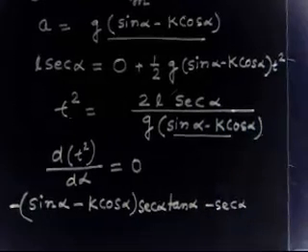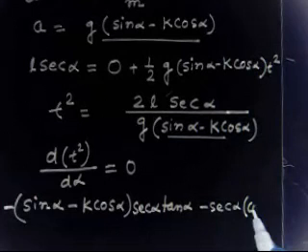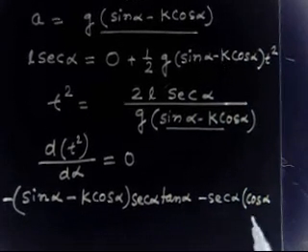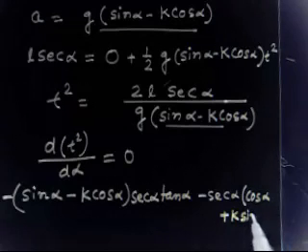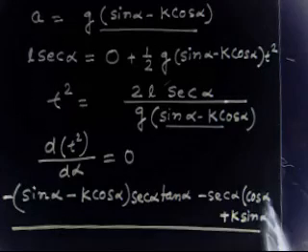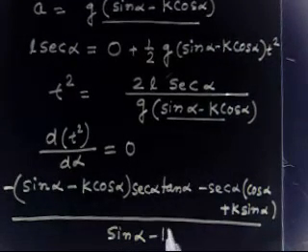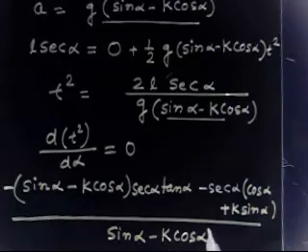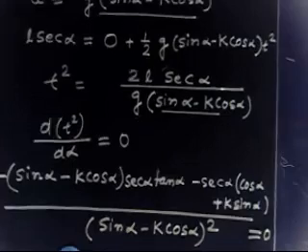Now I have left the denominator, and this time left the numerator, so minus sec alpha, and differentiate this. If you differentiate this one, sine alpha gives cos alpha and cos alpha gives minus sine alpha, so this will become k sine alpha, divided by the whole square of this term. So this simply is sine alpha minus k cos alpha whole square. Now I have to put this equal to 0. Are you getting or not?